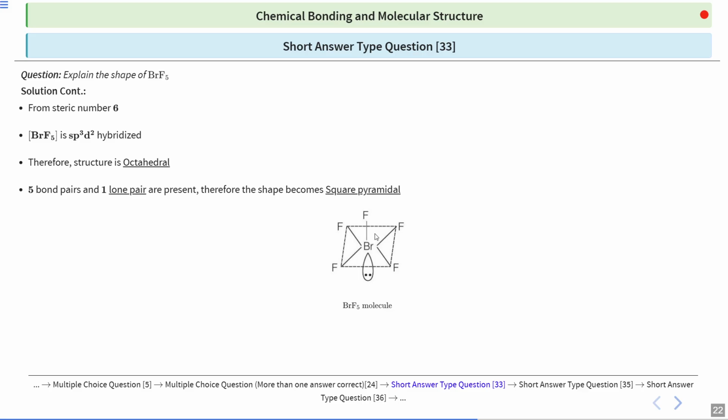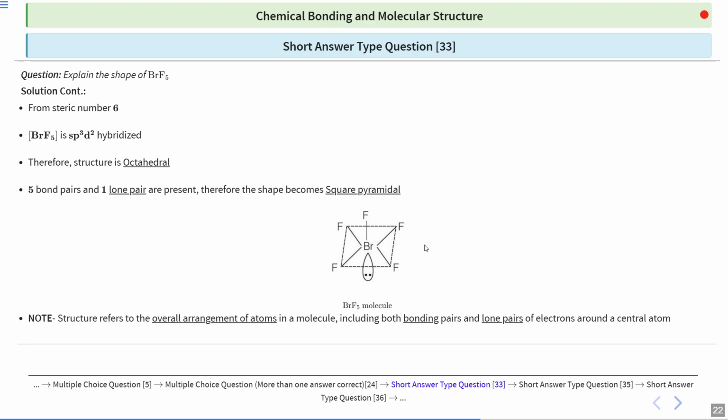Now why am I calling it square pyramidal? There is a square shape formed by the 4 fluorine atoms along with the bromine, and on the top of that we have one more F. If you connect all these fluorine atoms, you will get a square pyramidal shape. Now we have already discussed this when we were dealing with shape and geometry, and we were differentiating between shape and geometry specifically.